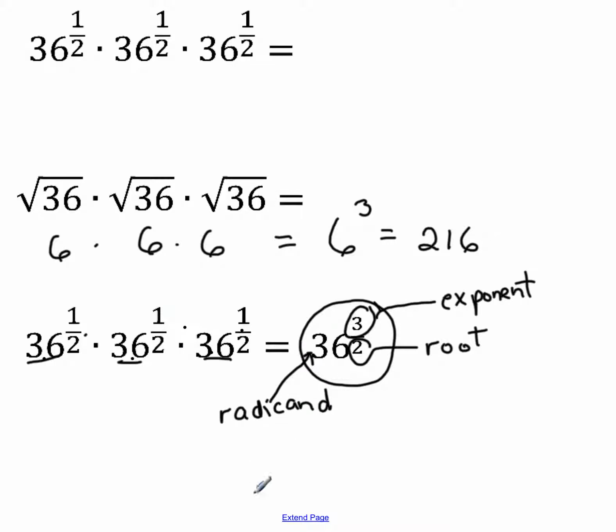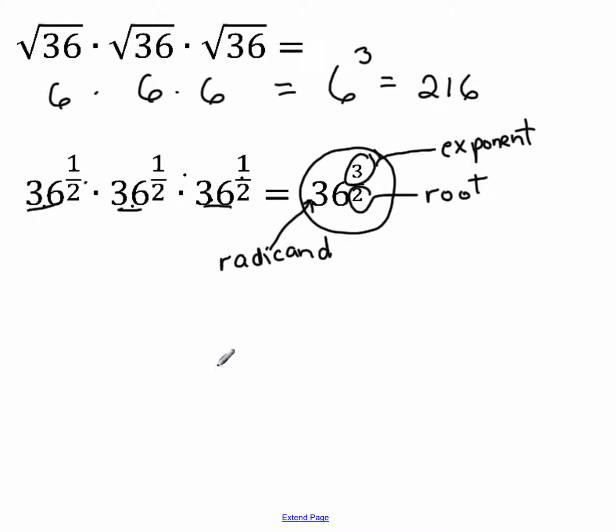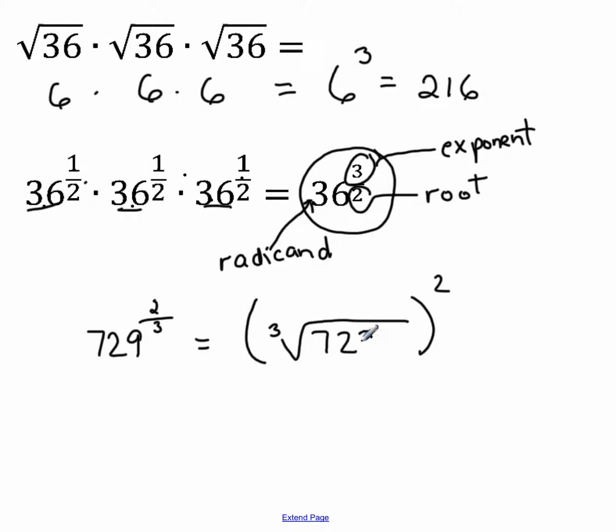Okay, so I'm going to give you a couple examples here. And let's do like 729 to the 2/3 power. Okay, so if you were given this on a quiz or a test, I would expect that you would know that, okay, that means I'm going to have a radical. That means it's going to be the cube root. That means it's going to be squared, and 729 is going to be the radicand, or the number under the radical.